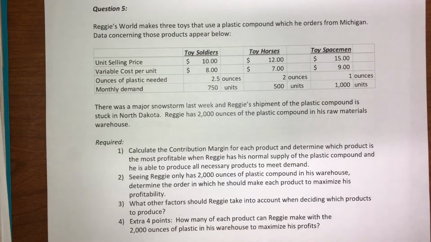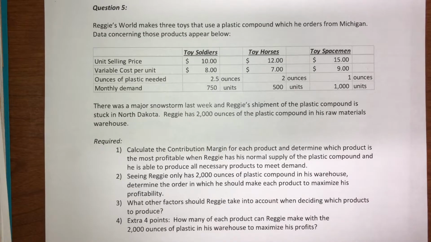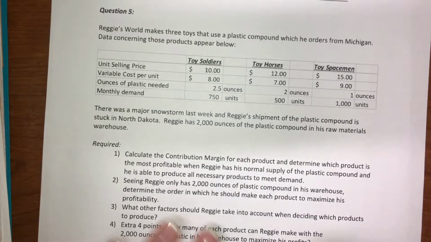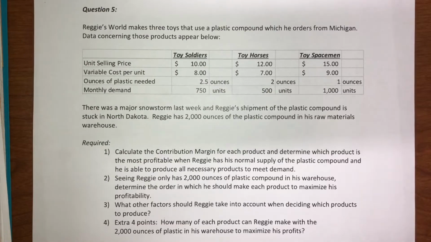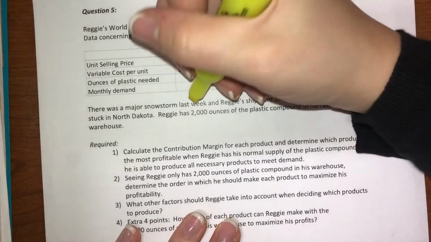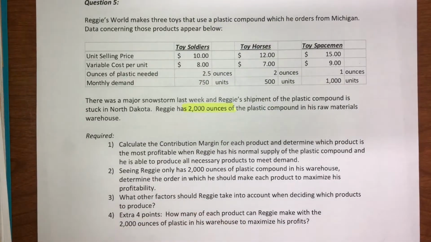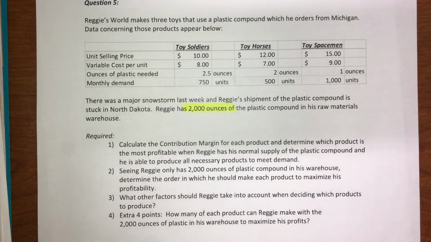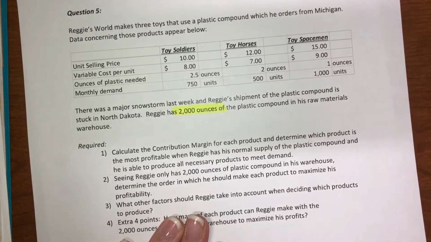There was a major snowstorm last week, and Reggie's shipment of the plastic compound is stuck in North Dakota. Reggie has 2,000 ounces of the plastic compound in his raw materials warehouse. So that's something important that we want to consider, is that we have a constraint, right? So this is a constraint problem.